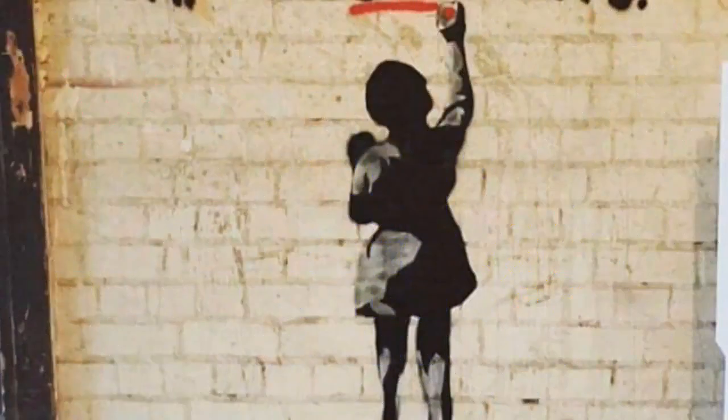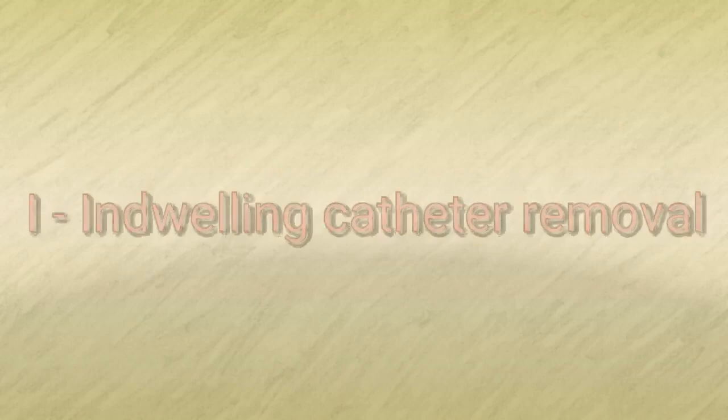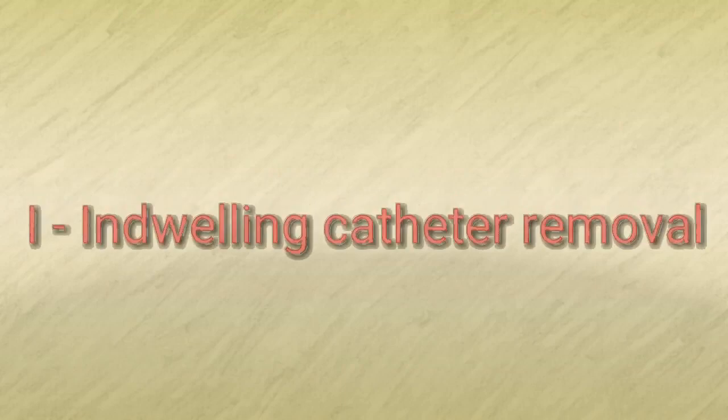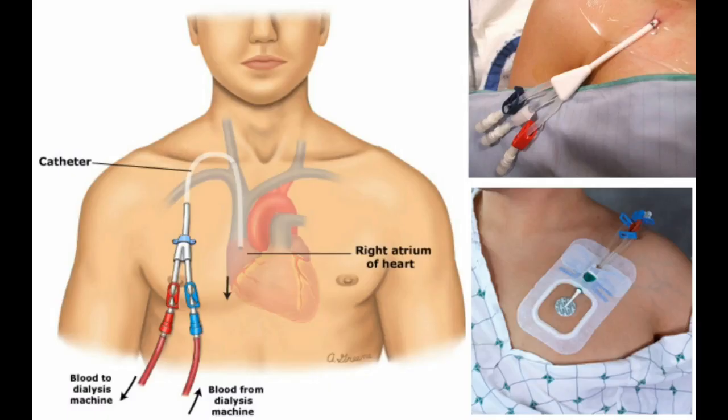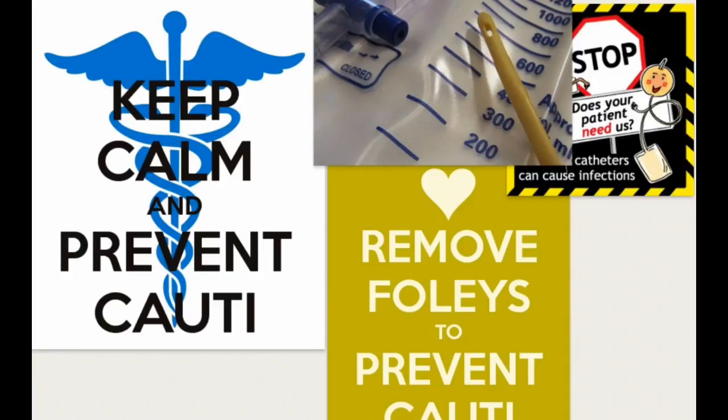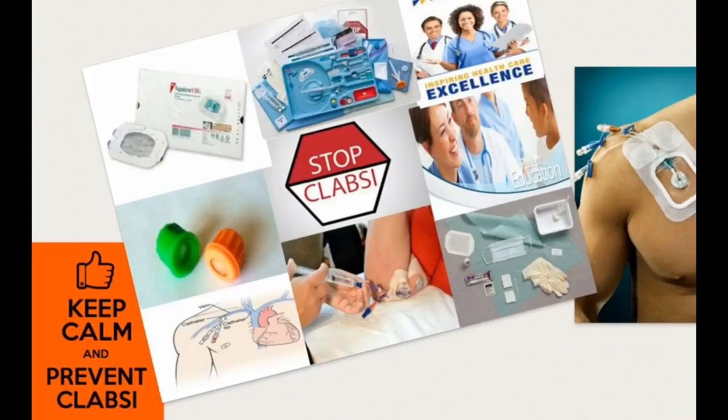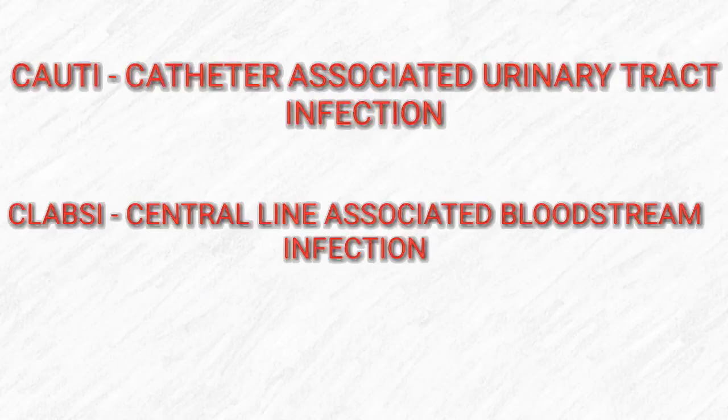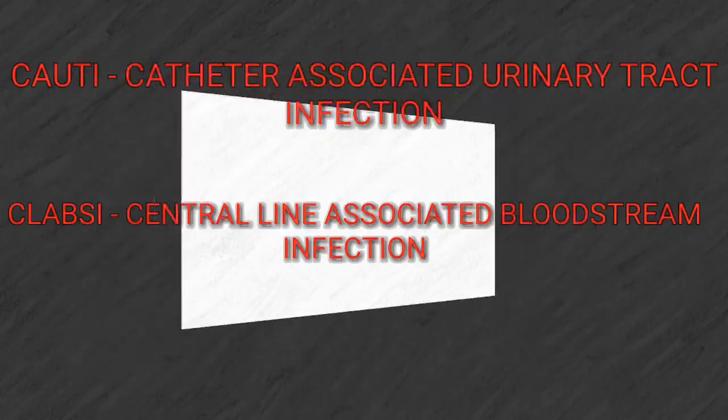Next alphabet is I. I is for indwelling catheter removal. Removing indwelling catheters like Foley's catheter and central line as soon as possible is recommended to prevent complications like CAUTI and CLABSI, that is catheter associated urinary tract infections and central line associated bloodstream infections respectively.